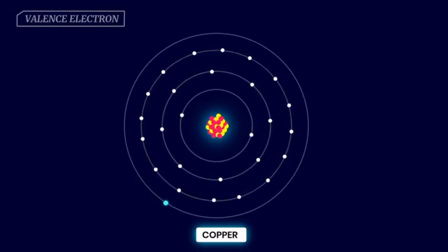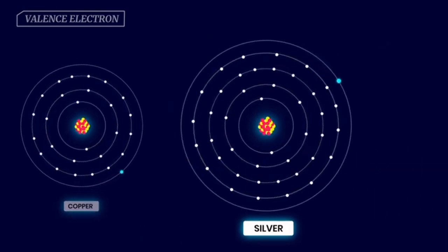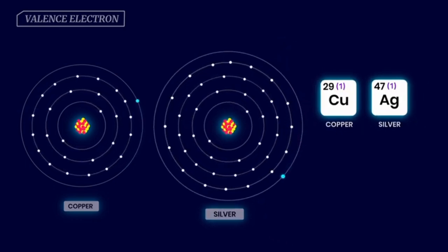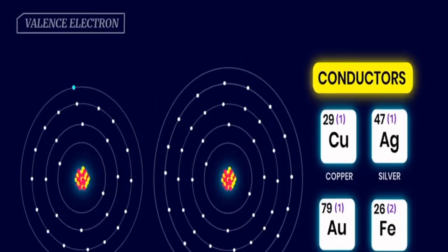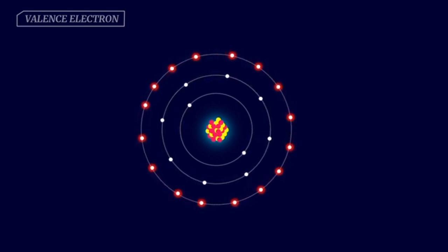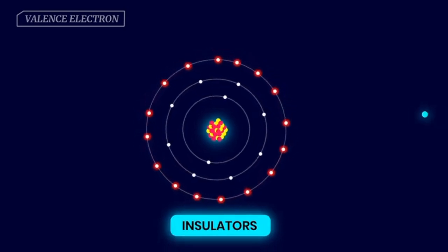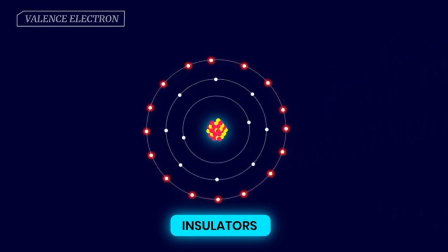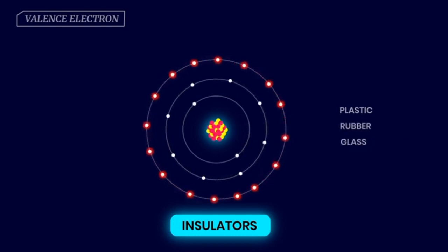We know that copper has one electron revolving around the outermost shell, and silver has one electron that revolves around the shell. These are known as conductors, as they have electrons that can move from one atom to another. And some materials have no free electrons jumping from one atom to another, as they are held tightly by the nucleus. These are known as insulators. They cannot receive electrons from one atom, so they remain as insulators, like plastic and glass.